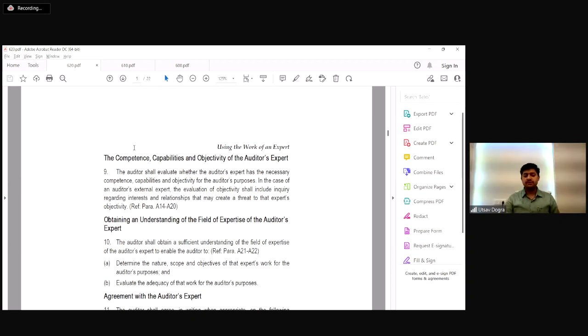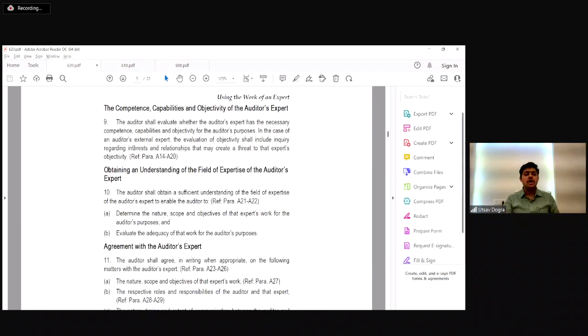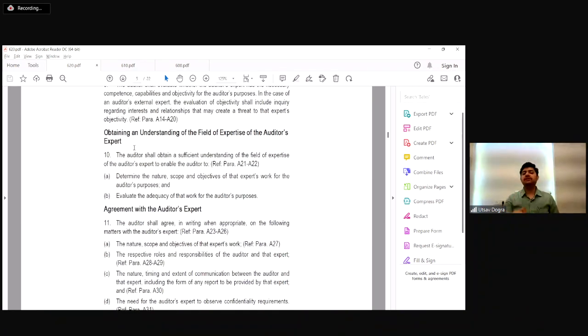And in the case of the auditor's external expert, the evaluation of objectivity shall include inquiry regarding the interests and relationships that may create a threat to the expert's objectivity, the independence that we again talked about. Obtaining an understanding of the field of expertise of the auditor's expert. The auditor shall obtain a sufficient understanding of the field of expertise of the auditor's expert to enable the auditor to determine the nature, scope, and objectives of the expert's work for audit purposes.